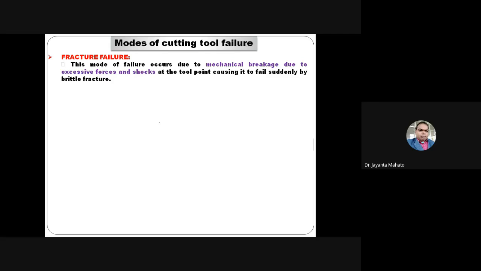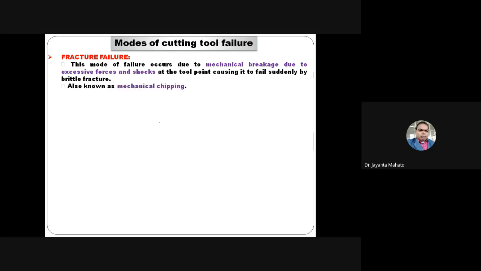If you give more depth of cut and more feed, and suppose the rotational speed of the workpiece is more, then the shocks will be more, and the excessive force on the tool will be more. In this case, there may be chances of mechanical breakage of the tool. This type of failure occurs suddenly. It is not a gradual failure.